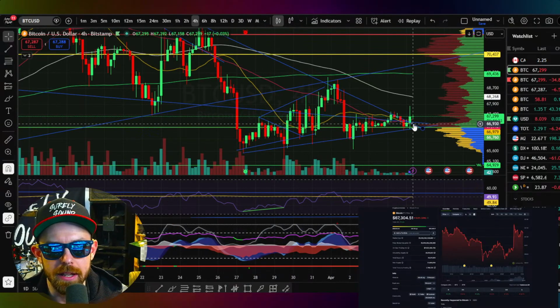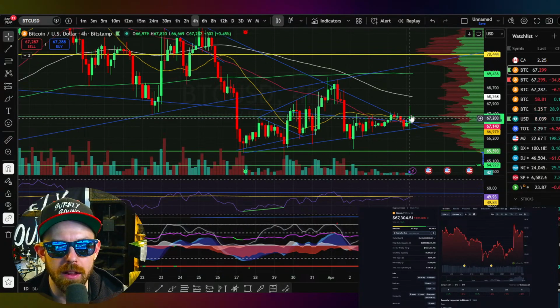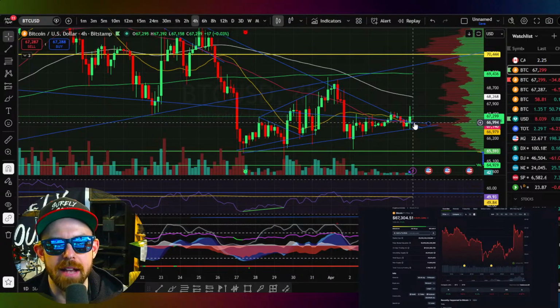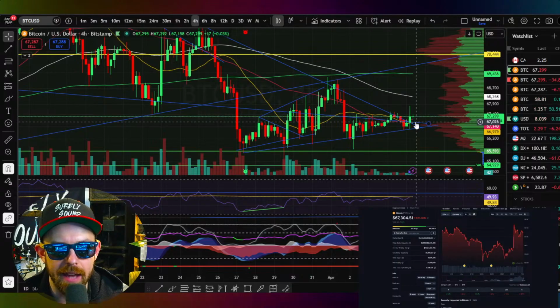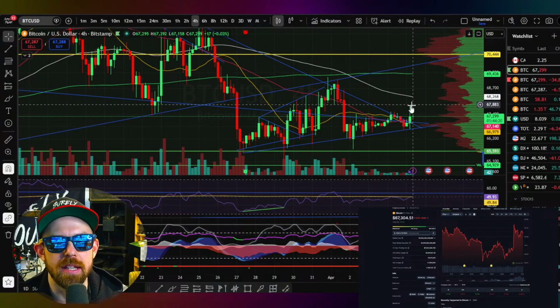But now is sort of where, this is a nice shelf of volume that held. We're breaking out. Now if we come back and retest and hold, okay, maybe I'm going to look for a long again. And I would expect that long to bring us up around 69, 70K.